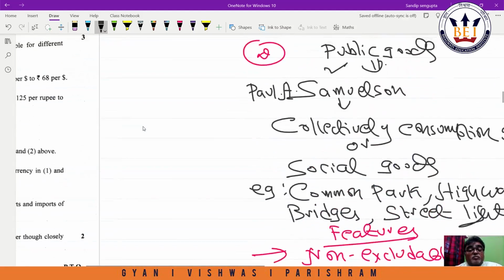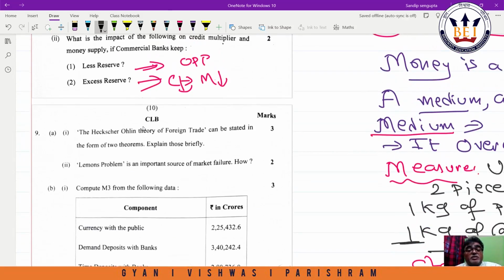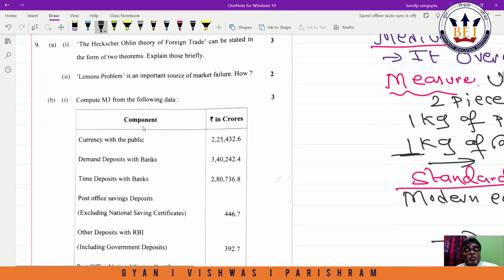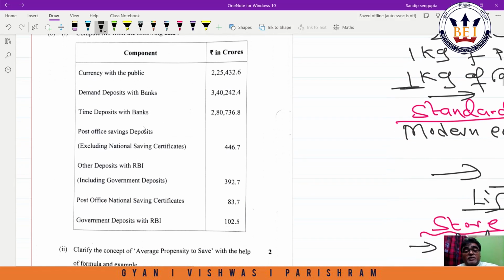Whatever. This is not required for the answer. I just explain to you. So this part 9a, two parts are gone. Now 9b, M3. Look, another tricky sum.